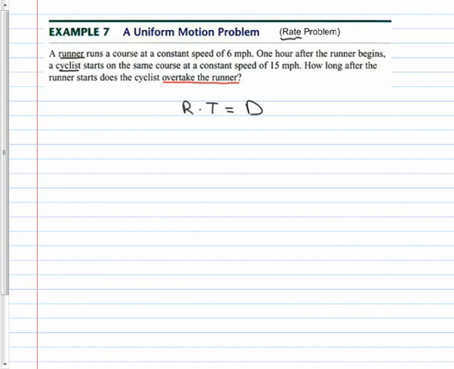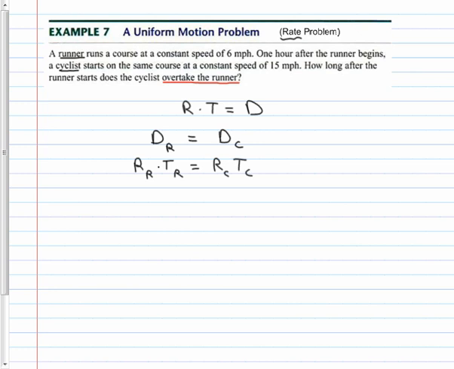The runner starts an hour before. It's been an hour and they're running here. Then the cyclist starts, but at some point, because the cyclist is faster, they have gone the same distance. They meet each other. That is going to be the key here. The distance of the runner at some point equals the distance of the cyclist. Now, how do I get distance? I get distance by rate times time. Rate of the runner times time of the runner is going to equal rate of the cyclist, time of the cyclist.